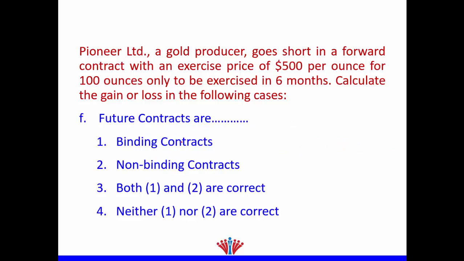The next part of the question is, future contracts are: binding contracts, non-binding contracts, both 1 and 2 are correct, neither 1 nor 2 are correct. We know that future contracts and forward contracts, both of them are considered binding contracts. What do I mean by the word binding? It means that you are obliged to exercise, either you make a gain or loss. You are obliged to exercise. That's why they are binding contracts.